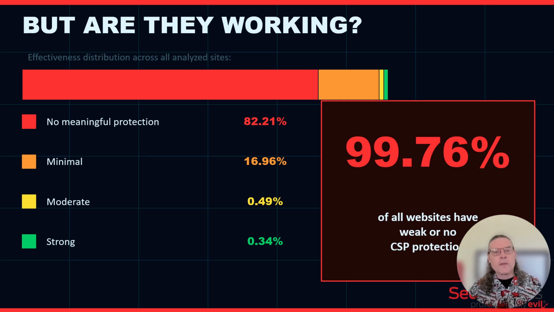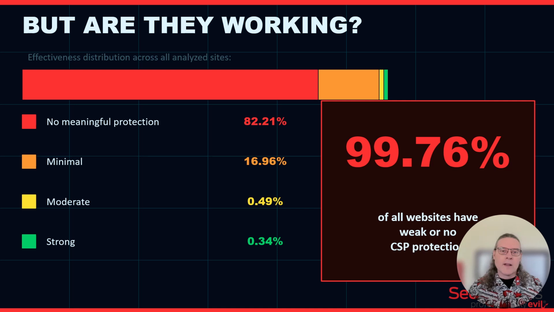So in this one here, of all of those same websites that I looked at, 82.2% have a content security policy that is completely ineffective. So it's either doing nothing, it doesn't have one at all, or it has one but it doesn't do anything.